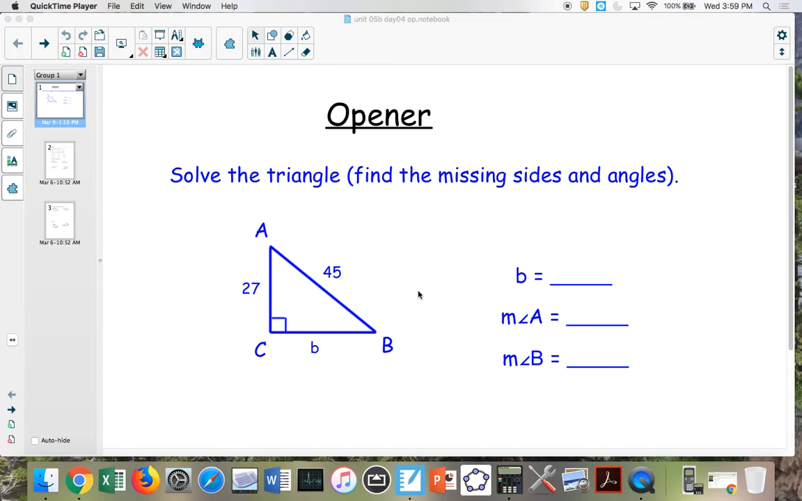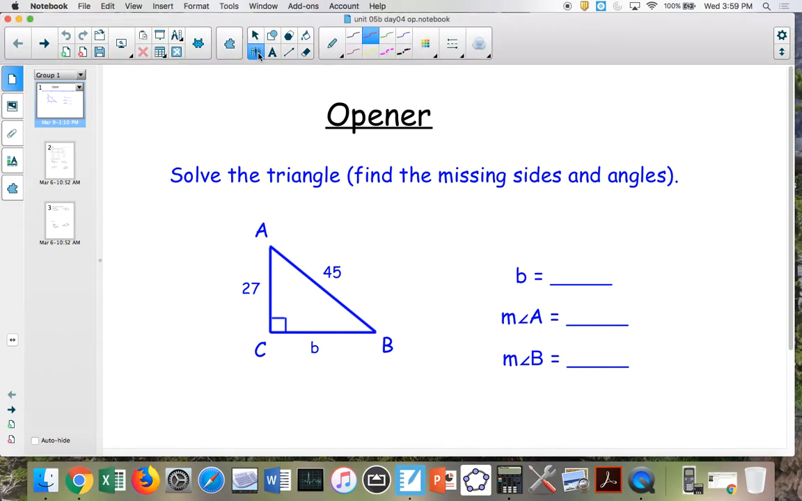The opener for today asks you to solve a right triangle. When you see the directions solve the triangle, that just means find the lengths of all the missing sides and the measures of all the missing angles. So in this particular example, we have two of the given sides. We're missing one side, which is labeled lowercase b, and we're missing angles A and B.